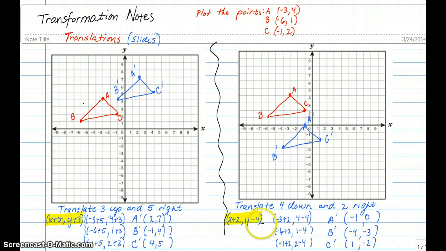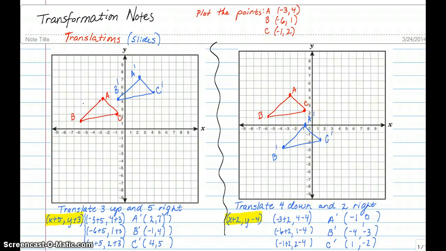and 2 minus 4 is negative 2. So you can actually just go like this. Say we did B, down 1, 2, 3, 4, but then over 1, 2, plot your point. So it's all quite simple. You can do it mathematically, or you can do it right on the graph.